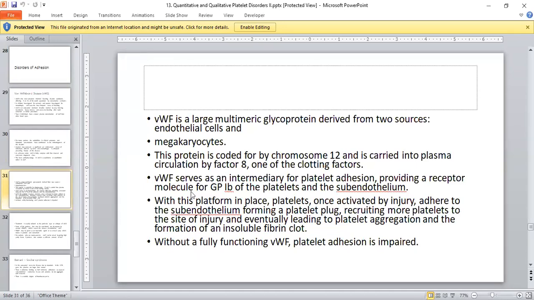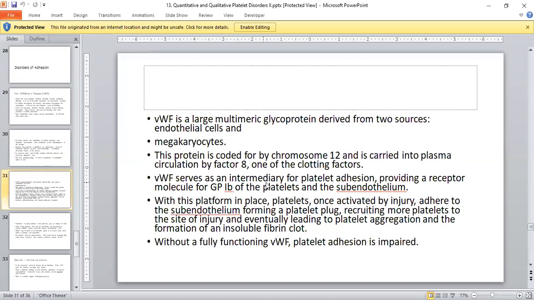So we talked about von Willebrand factor. It's a large multimeric glycoprotein that is usually cleaved down into smaller pieces. Let me call them pieces, not large multimers. It is cleaved. We saw that previously. This protein is coded for by chromosome 12, carried into circulation by factor 8. This is just a lot of theory. So we know its function.